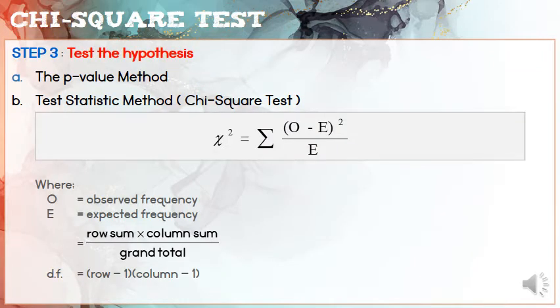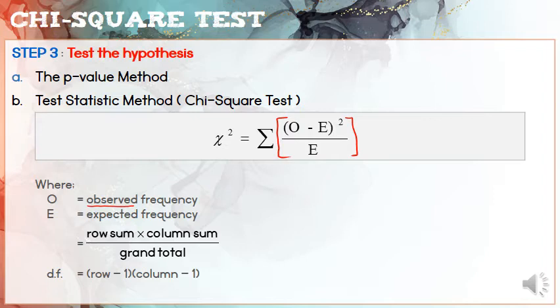In step 3, we are going to test the hypothesis. You may use the p-value method as before, or you can use the test statistic method, which is the chi-square test. So chi-square is equivalent to the summation of O minus E squared over E, where O is your observed frequency, the frequency you get from your study or your survey. E is your expected frequency. This is what I mentioned in assumption number 3. Expected frequency should be at least 5.